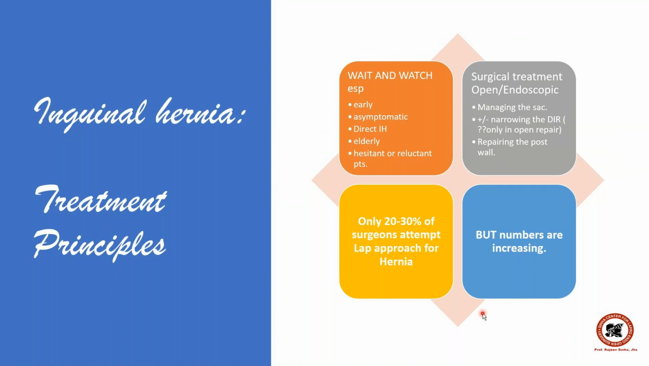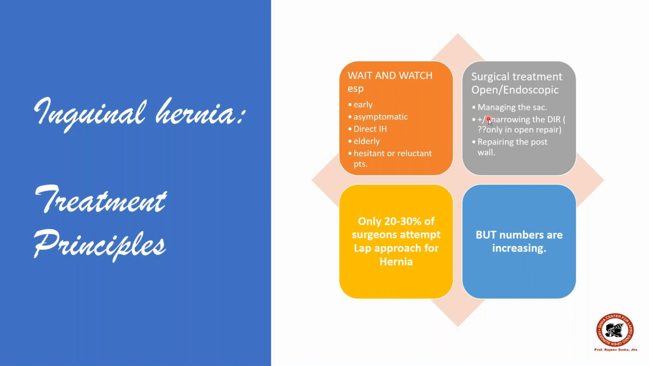Elderly patients or patients who have other comorbidities, including, of course, hesitant or reluctant patients, a wait and watch policy may be tried. So, this is a very, very small group of patients where you could go in for a wait and watch policy. But otherwise, all hernias should be treated surgically, either by open method or endoscopic method.